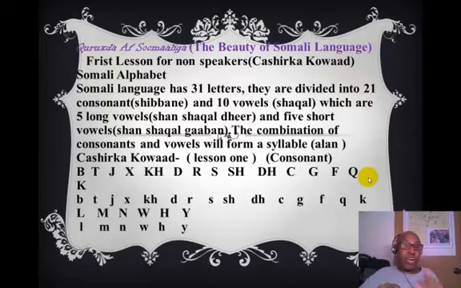So these 10 vowels are divided into 5 long vowels and 5 short vowels. The long vowel in Somali you can say shakal der, and the short vowel in Somali you can say shakal gaban. So in general I think this is clear and everything is very understandable.